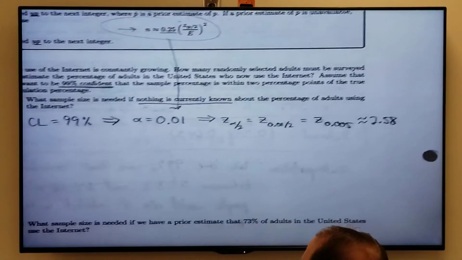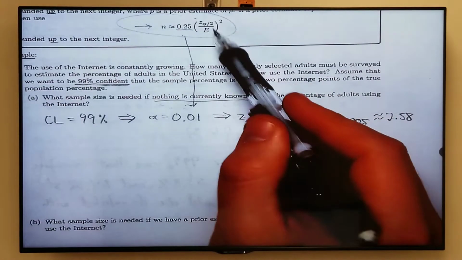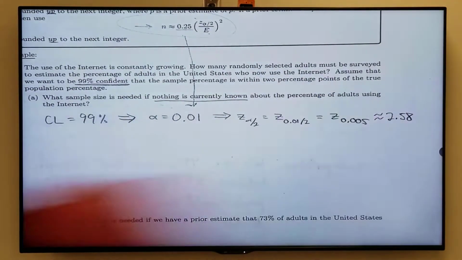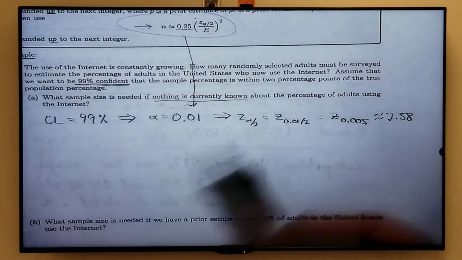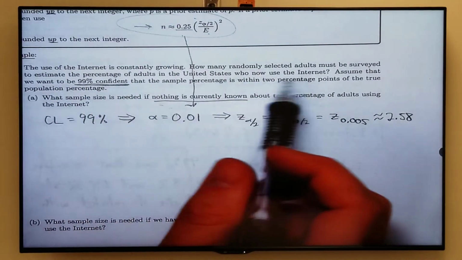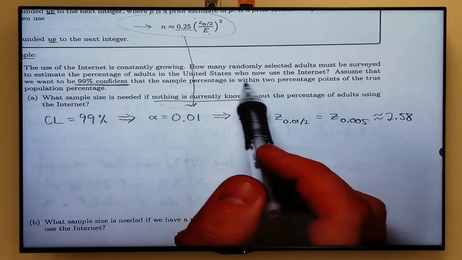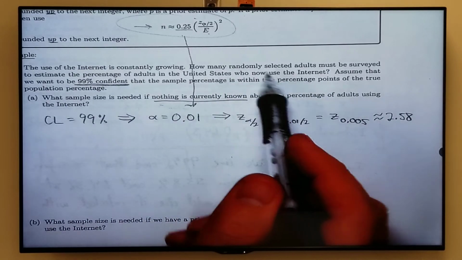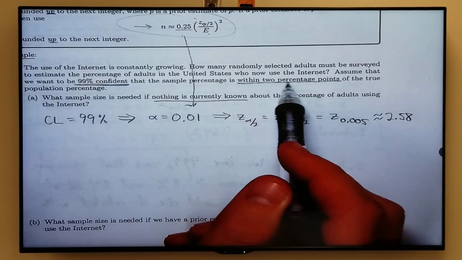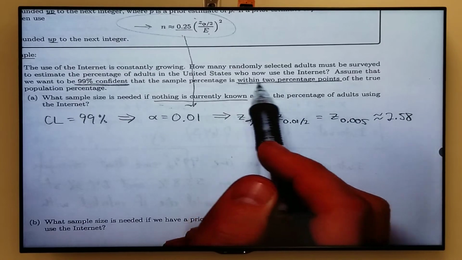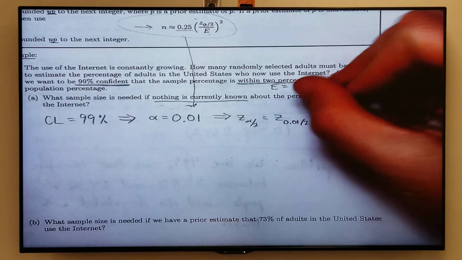Okay, so that's good. So we have z sub alpha over 2. The other piece that we need is E. So let's look back through the problem. It says, how many adults must be surveyed, blah, blah, blah. Assume we want to be 99% confident that the sample percentage is within 2 percentage points. Within 2 percentage points, right? They're giving us the margin of error. They're saying we want our estimate to be within 2 percentage points, so E must equal 2%.